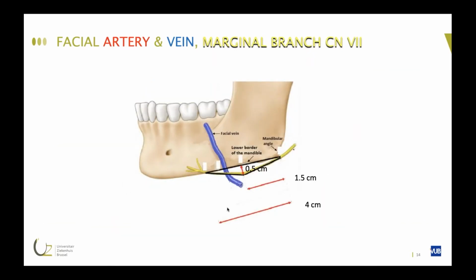What to remember from these publications? Usually the lowest point of the marginal branch, being 5 mm below the mandibular border, is to be found 1.5 cm in front of the gonial angle. And the marginal branch transects the mandibular border, usually 4 cm in front of the gonial angle.